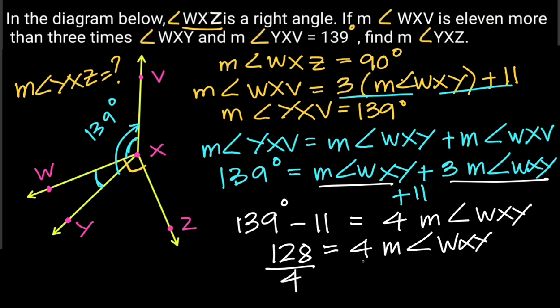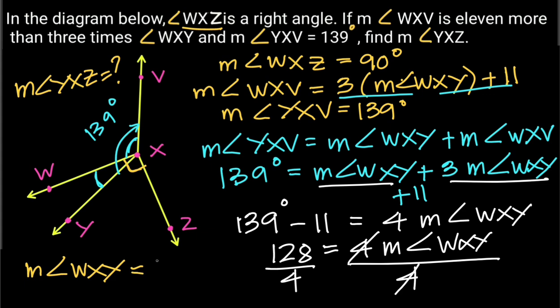Then we divide both sides by 4. This cancels out. Therefore, we get the measure of angle WXY, which is 128 over 4, or it is just equal to 32 degrees. Now we already have the measure of angle WXY, and that is 32 degrees. And we can now solve for the measure of this angle, YXZ.